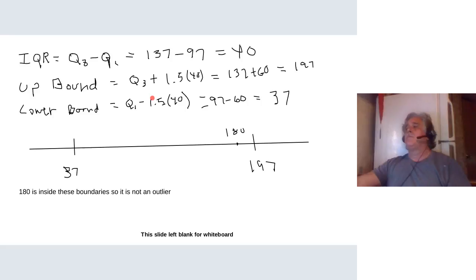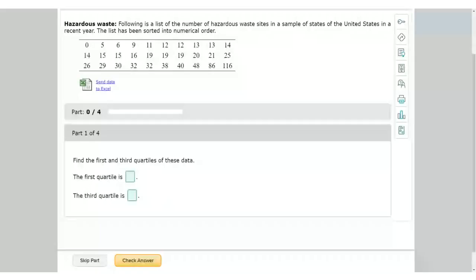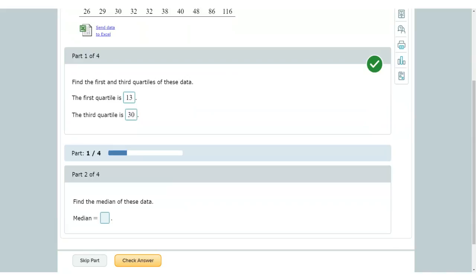All right, so the first quartile was 13, and I'm taking it from this. And you can do these by hand too. I just don't, it takes a little bit of time. If you want to do them by hand, I can show you real quick. You know, we did this in last class. So the third quartile was 30. All right, worked. The median was 19.